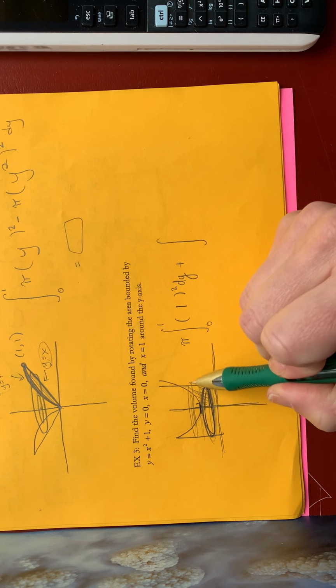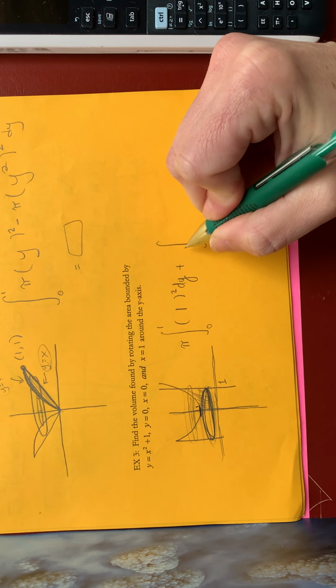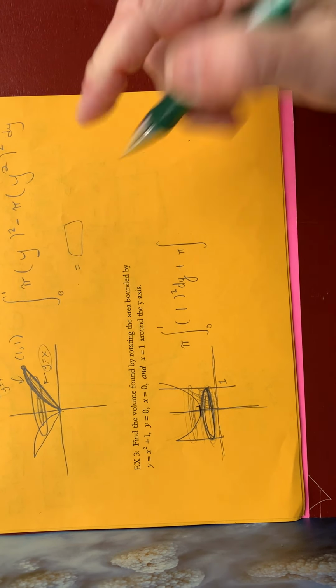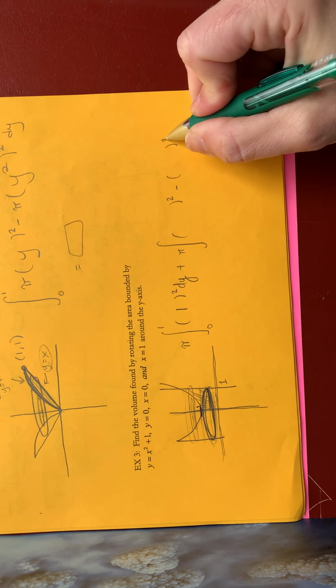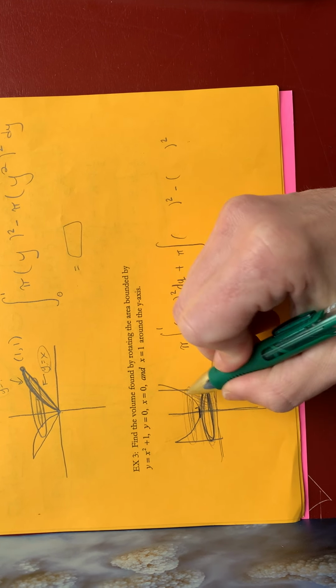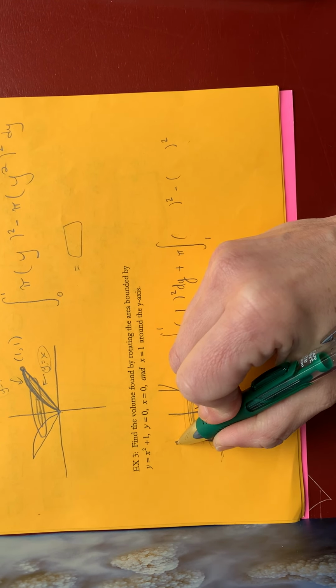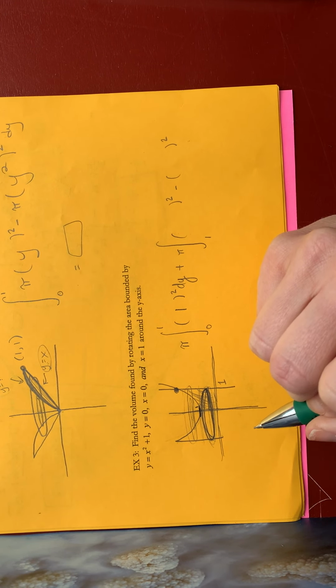Up here, now I have an outer circle and an inner. So I'm still going to have pi, but I'm going to have one radius squared minus the other radius squared. I'm going to go from the bottom y to the top y. So now I know I'm going to go from 1, but I don't know where these meet. So I'm going to have to figure out where they meet.